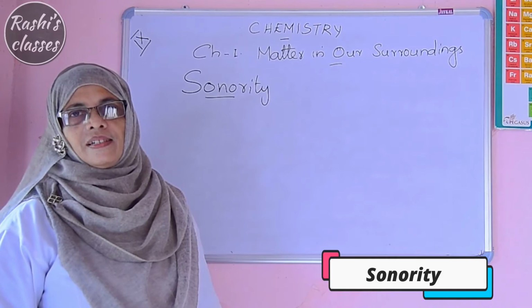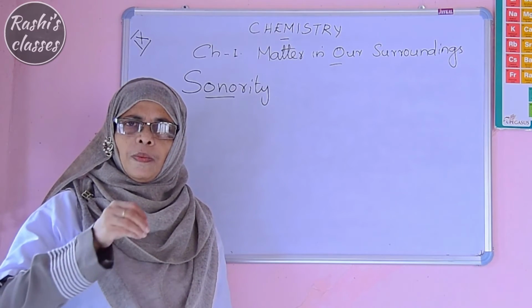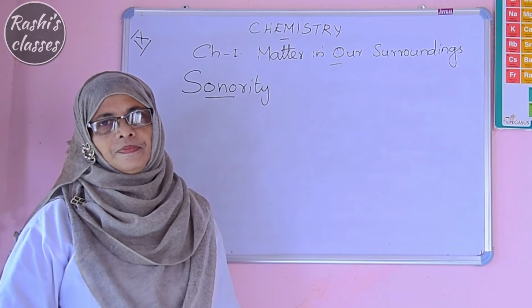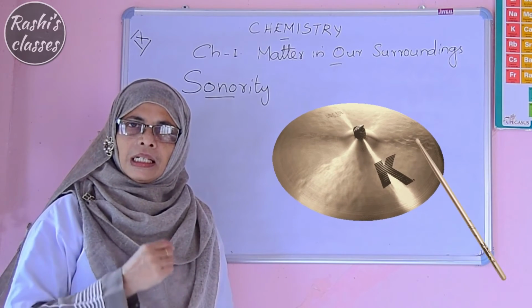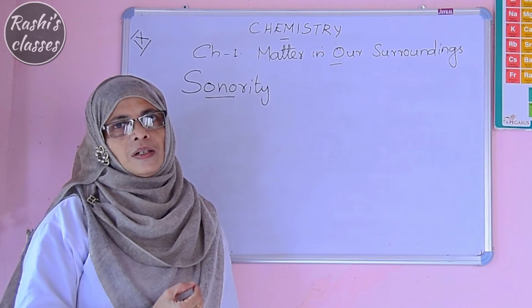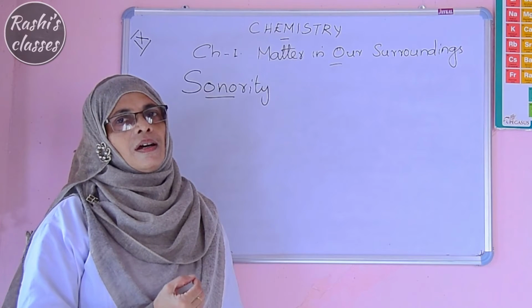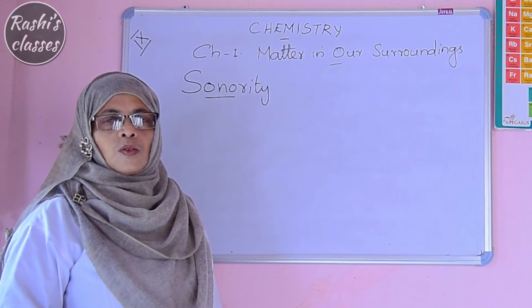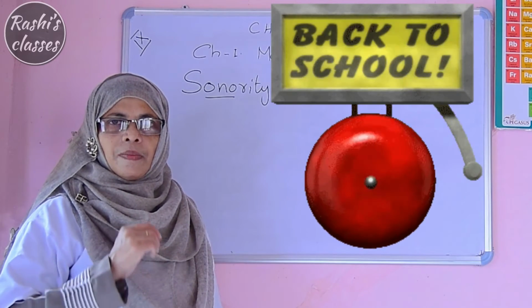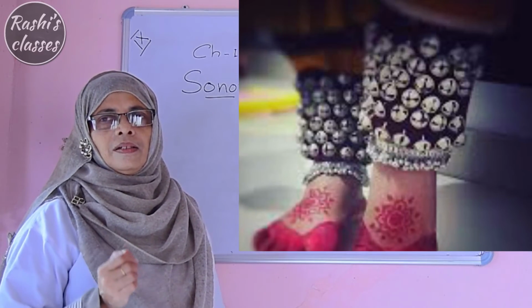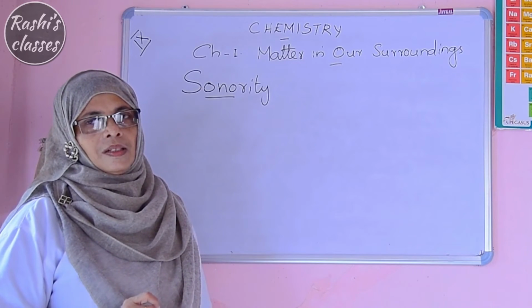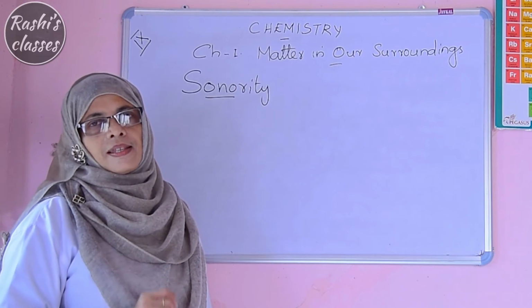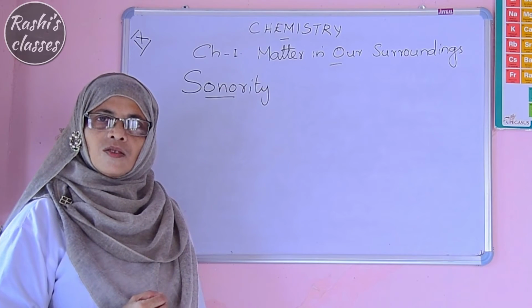Next is sonority. What happens when we drop a metallic plate on the floor? It produces a sound. Metals produce a ringing sound when struck hard. This property is called sonority. School bells are made of metals and you know anklets produce sound. Anklet is made of silver. Silver is a metal. So metals produce ringing sound. So we can say metals are sonorous.